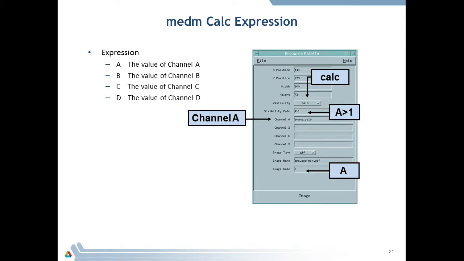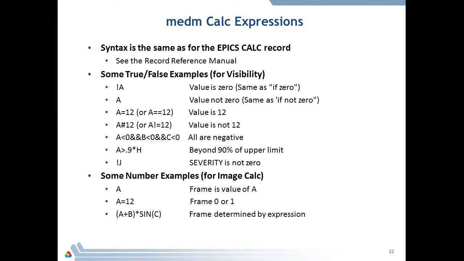And there's also a way to make it apply to images, that is GIF images. The calc expressions are the same as what you would find in the EPICS record reference manual. And here's some examples. For example, you can say the value of the process variable for A is 0. It's not 0. The value is equal to 12. Or you can set up a logical expression: A is less than 0, and B is less than 0, C is less than 0. And that example I have from H, the high operating output range, is 90% of the level of the process variable assigned to channel A.